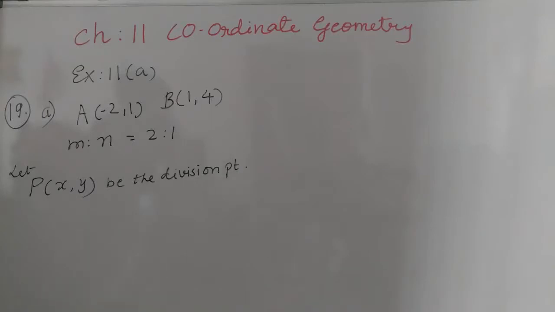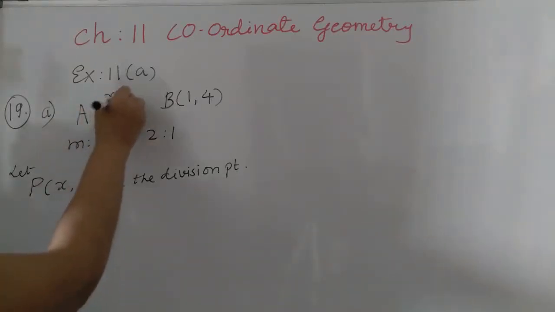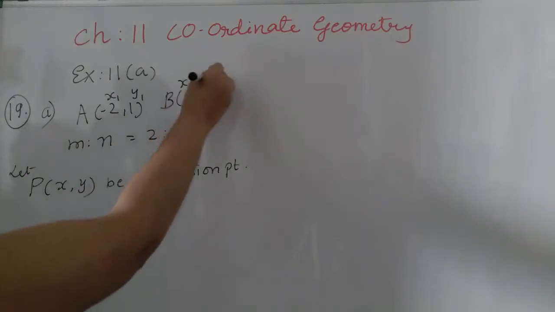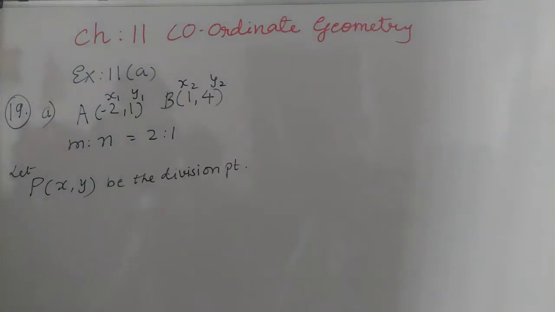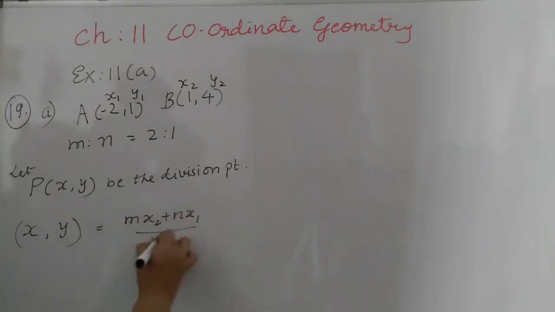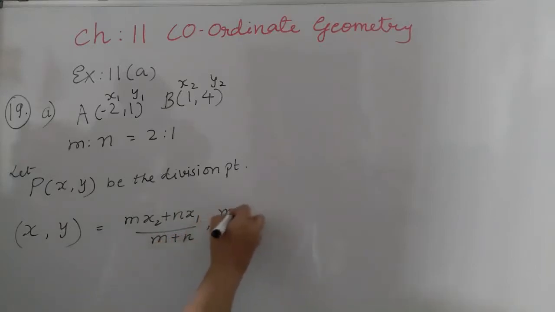Let P(x, y) be the division point, and we want to calculate the values of x and y. Already we are given the ratio. Now here I write x1, y1. Always this is the habit, students, that you write the coordinates as x1, y1 and x2, y2. Then only there will not be any mistakes in the substitution of values. Every time I am writing the formula so that it stays in your mind for a long time, this section formula.